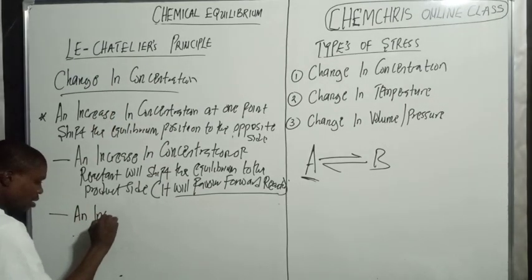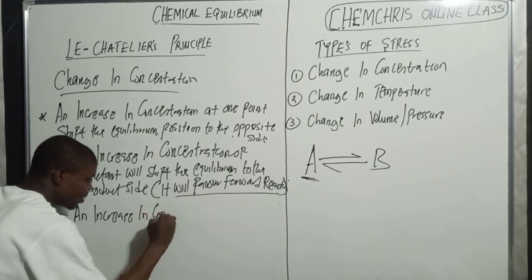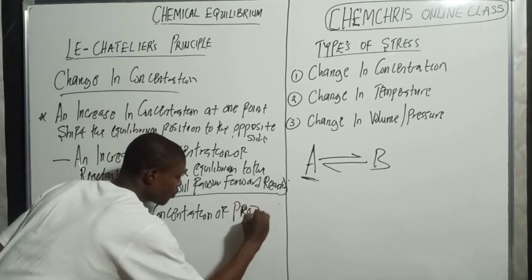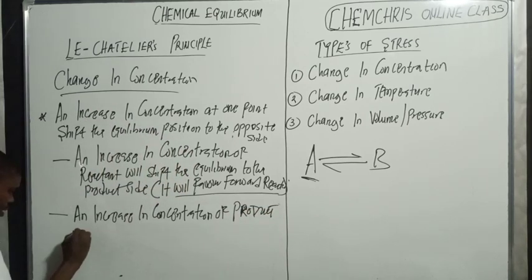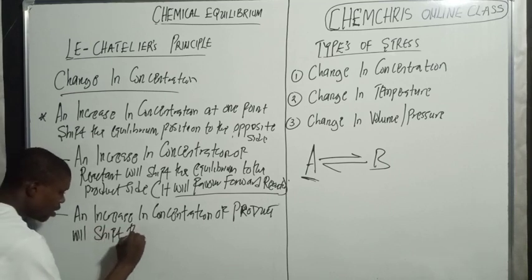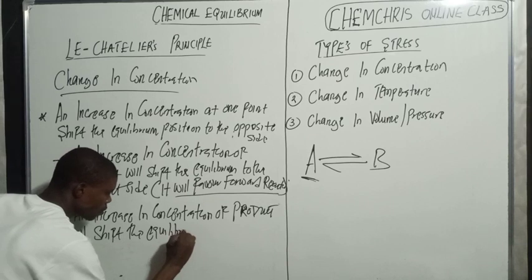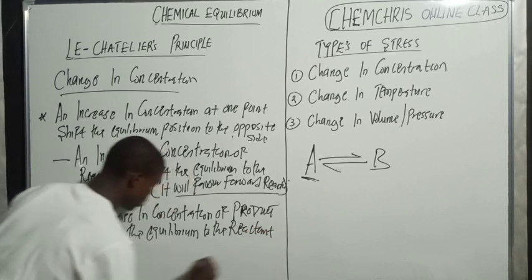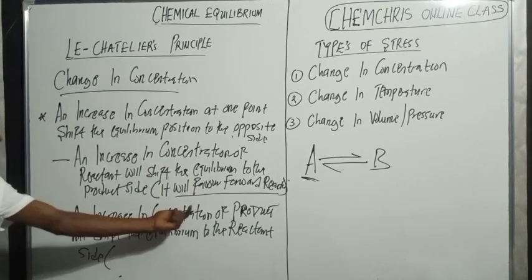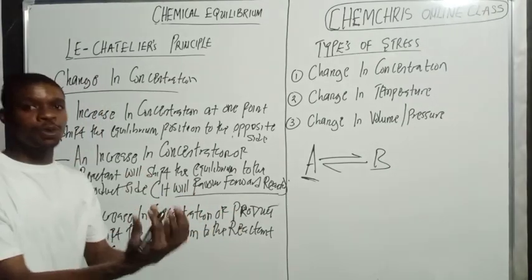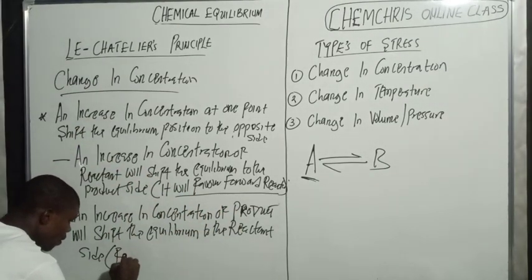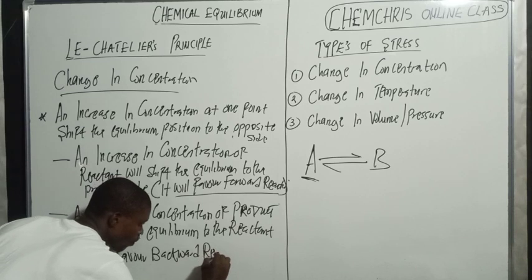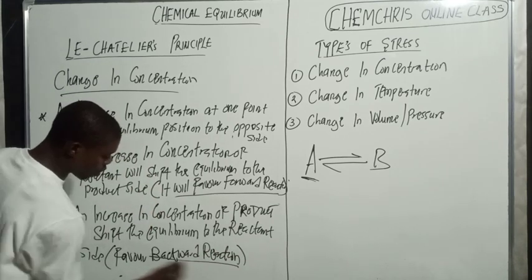An increase in concentration of products, we shift the equilibrium to the reactant side. Do you understand? So it will favor the backward reaction. It will move backward. Favor backward reaction. You understand? If you want to favor the backward reaction.